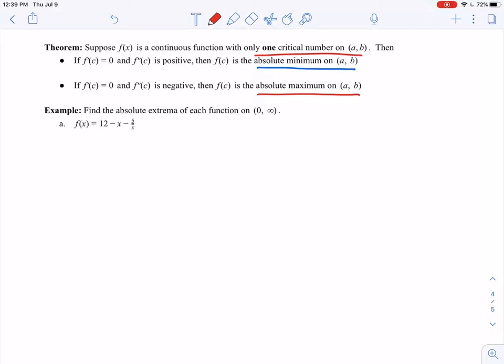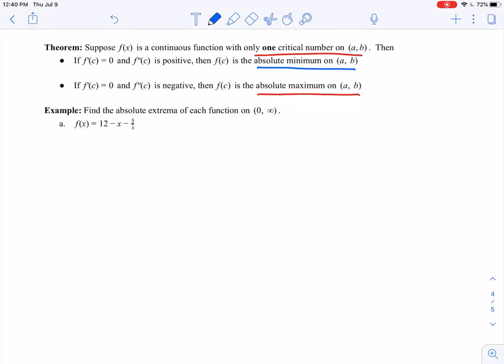I can't overstate how important this is. If we have more than one critical number, then in that case we really can't draw any conclusions. We would need to look at the graph of the function, and then even in that case we still may not have any local extreme, or excuse me, absolute extreme values. So we are going to look at a couple of quick examples.